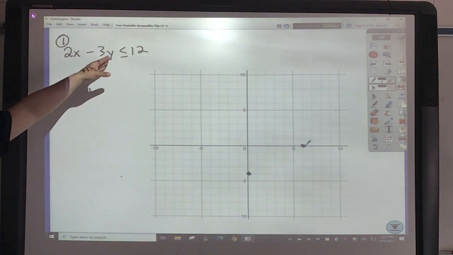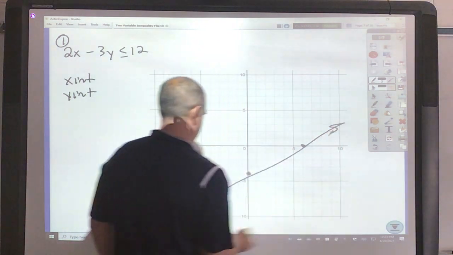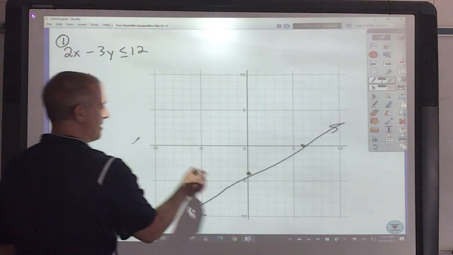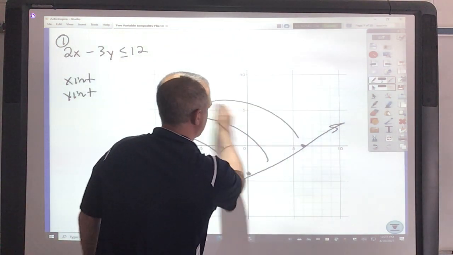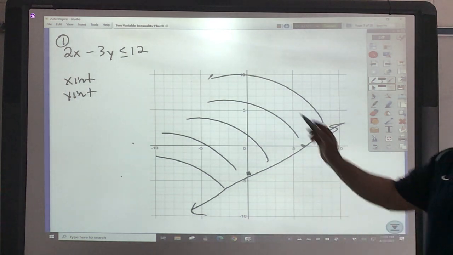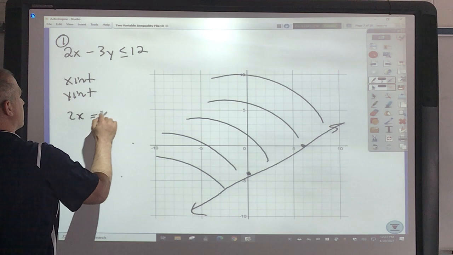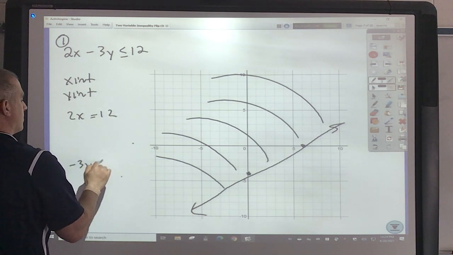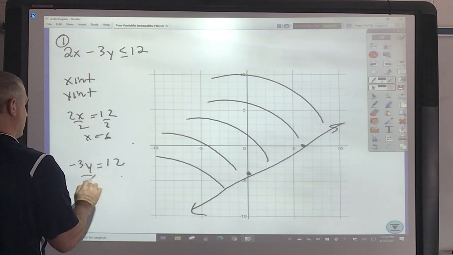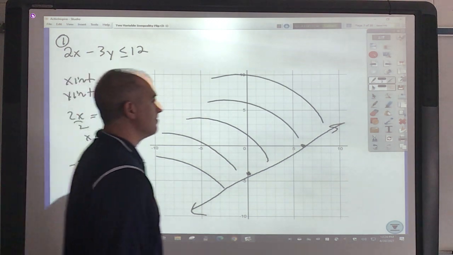I still have to make the determination that it is a solid line. Okay, it is a solid line. And the shading in this case would be above. Okay, so that's all you gotta do. You can even solve for the x-intercept if you wanted to. Divide by 2, x equals 6. That's where that comes from. Divide by -3, y equals -4. Okay? All right?